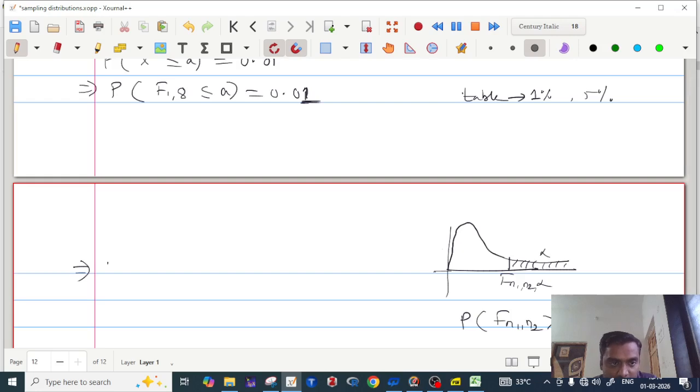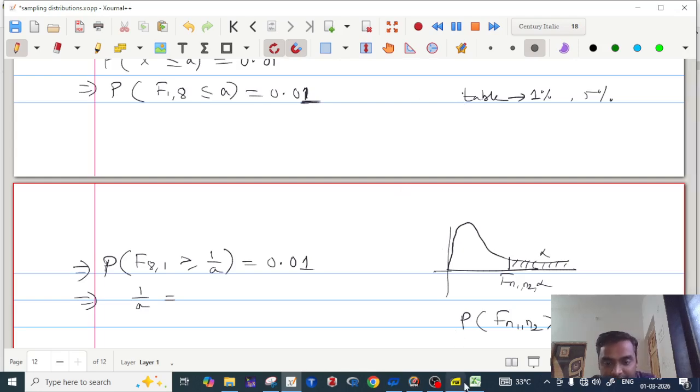So probability of F(1,8) less than or equal to A is 0.01. Convert this to greater. So use the reciprocal property. Taking its reciprocal, by the reciprocal property it will be F(8,1) greater than or equal to 1 upon A. Now this value 1 upon A, you can see from the statistical table.